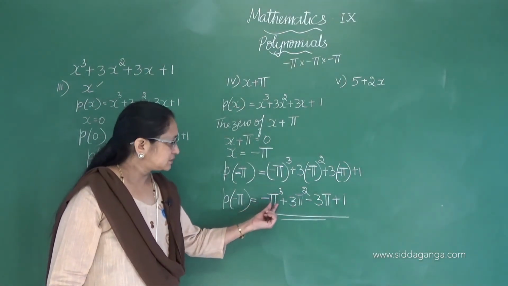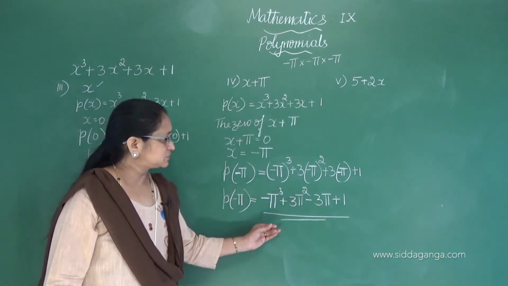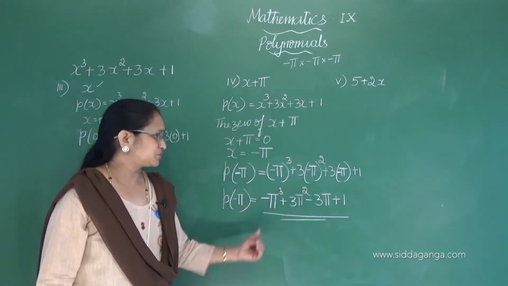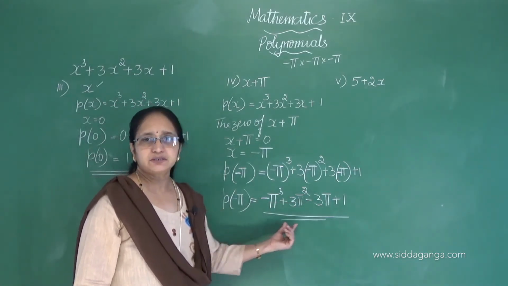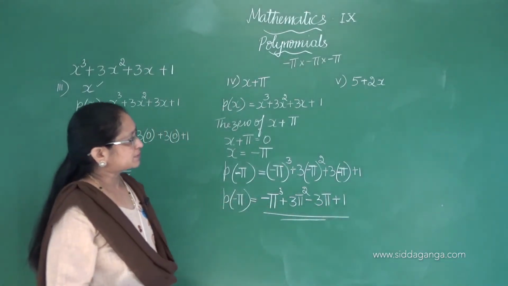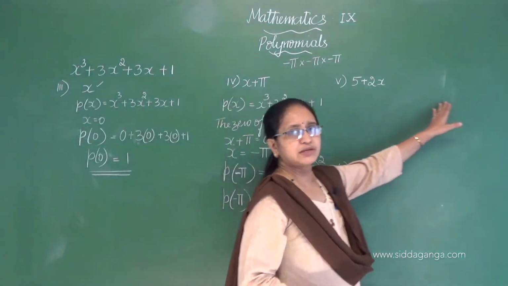See, this is pi cube, like x cube. You are familiar with x cube and x square, like that. So we can't add or subtract the unlike terms. So the answer is this only. Okay. Now we shall move on to this 5 plus 2x.